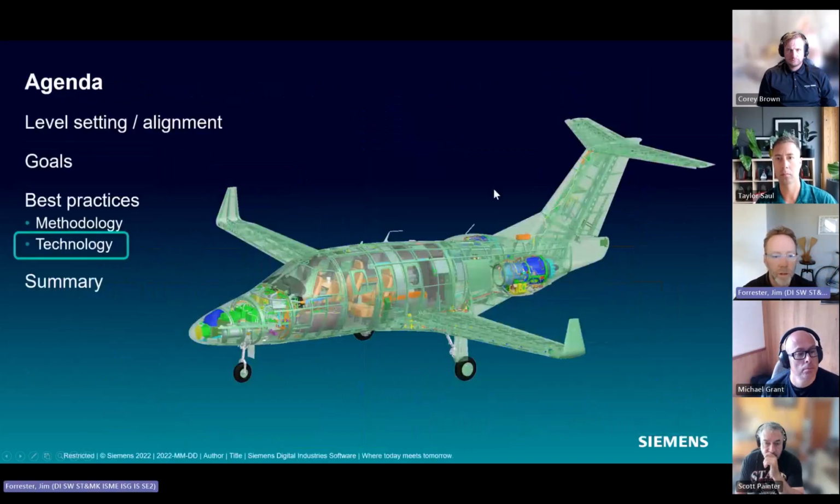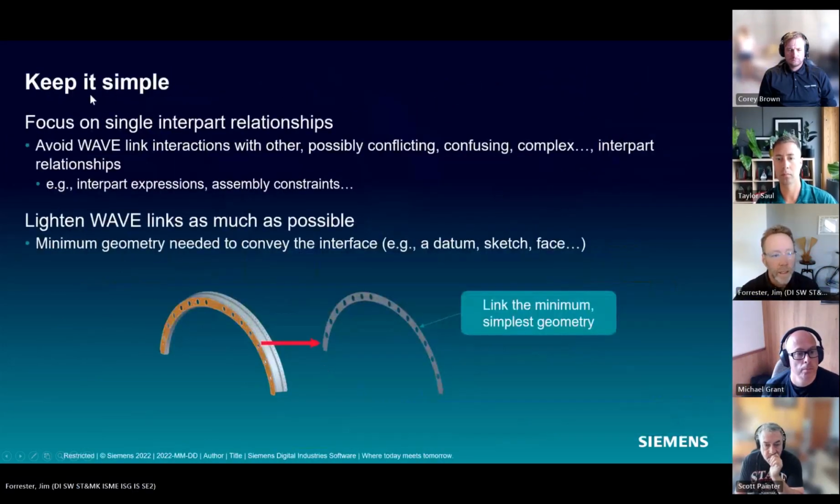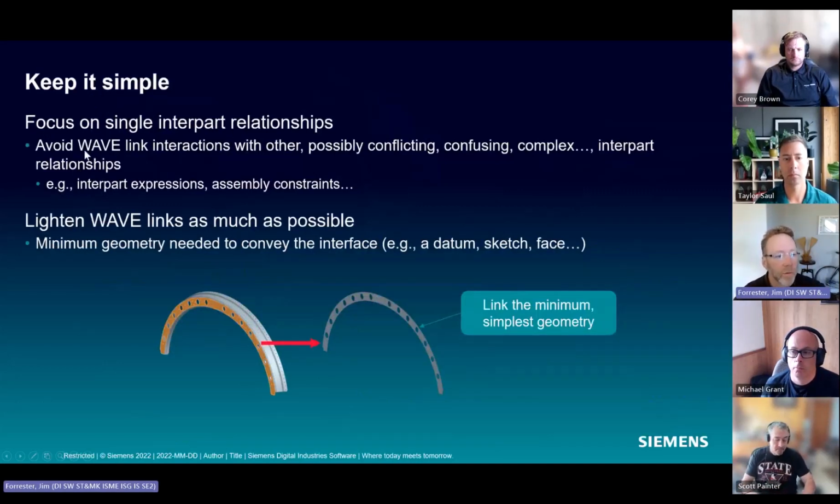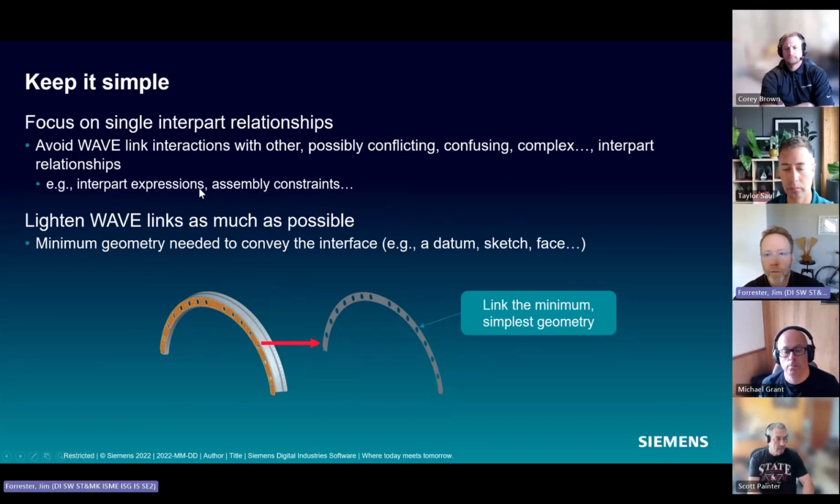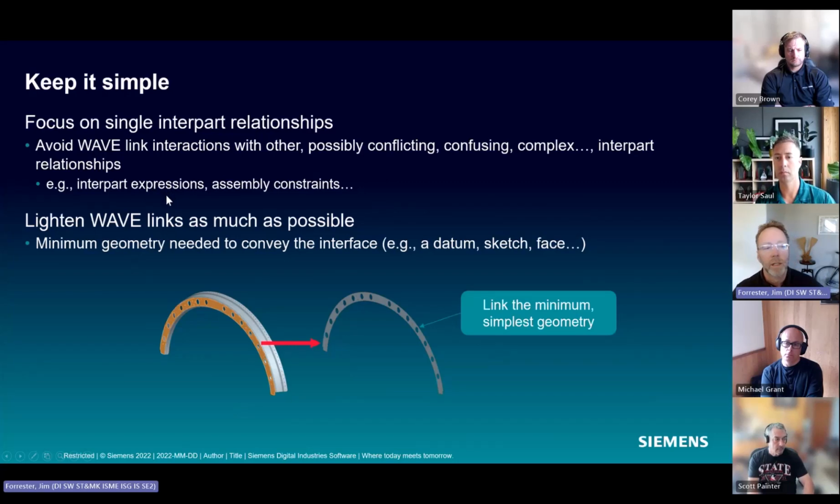From a technology point of view, keep it simple. Keep your wavelength simple. Focus on single interpart relationships. Avoid wavelength interactions with other possibly conflicting, confusing, complex interpart relationships. For example, interpart expressions, assembly constraints. These are all interpart relationships, and having just one of them is probably the best practice. If you have wavelengths and interpart expressions, how are these things going to interact together? It starts to get complex.